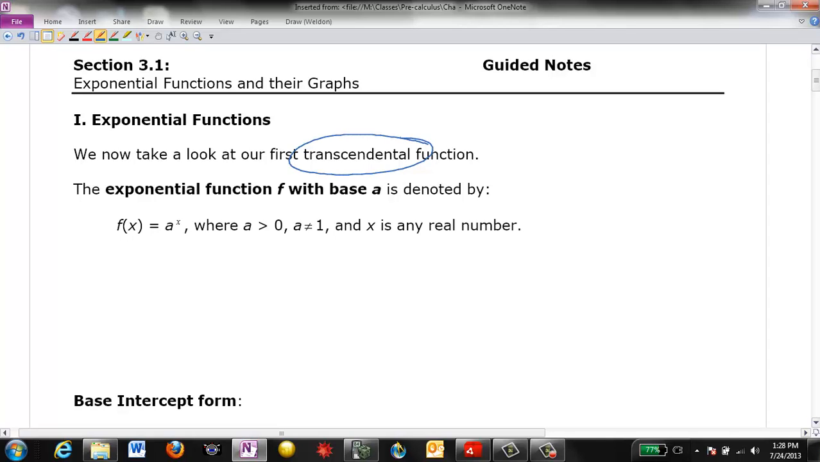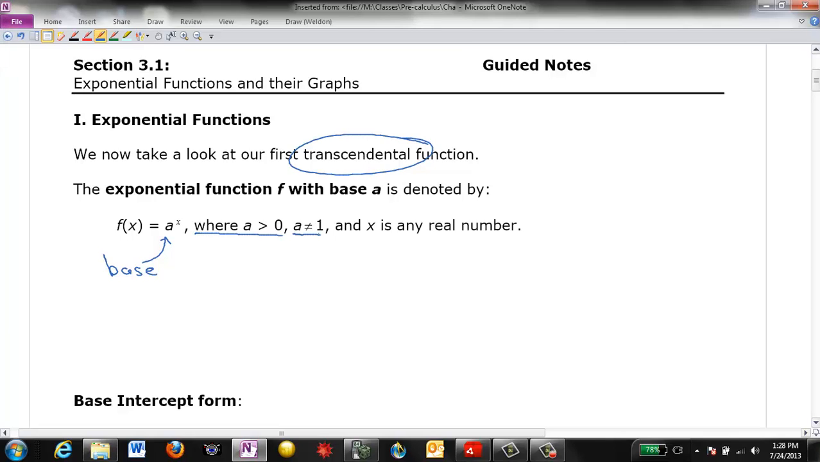Okay, so notice that we have a function f of x equals a to the x, and it's saying here a must be greater than 0. So remember, a represents what's called a base. Okay, so this is the base of our function, and we're saying that the base has to be greater than 0. And we're saying that the base cannot be equal to 1. We're going to talk about why that is here in just a minute.